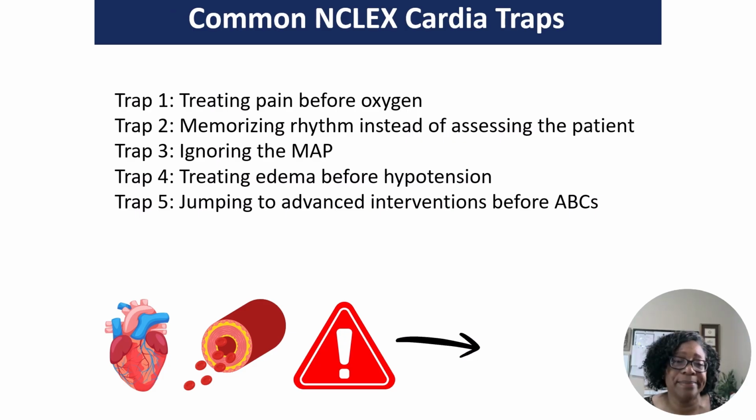Now, these are common traps that you'll see on the NCLEX, and with students, we see that students do this in academia. Number one, treating pain before oxygen. We always see this. Yes, the patient is having crushing chest pain, but their O2 sat is 82. You need to put some oxygen on them first because if they have ischemia, controlling the pain is not doing anything for the injury to the heart. You're trying to get those organs perfused and oxygenated. So don't treat pain before oxygen.